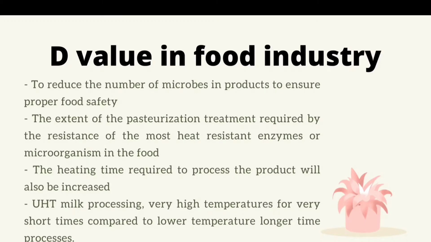Second, the extent of the pasteurization treatment is determined by the heat resistance of the most heat-resistant enzyme or microorganism in the food. Third, the heating time required to process the product will also be increased. Fourth, UHT milk processing uses a very high temperature for a very short time, compared to a lower temperature, longer time process. If the product is heat treated at a temperature of not less than 135 Celsius for a short time and aseptically packaged in a sterilized container, it has minimum chemical and physical change in relation to the severity of the heat.